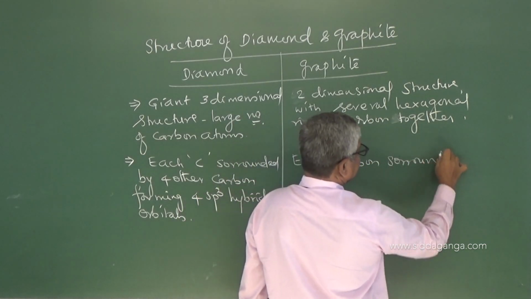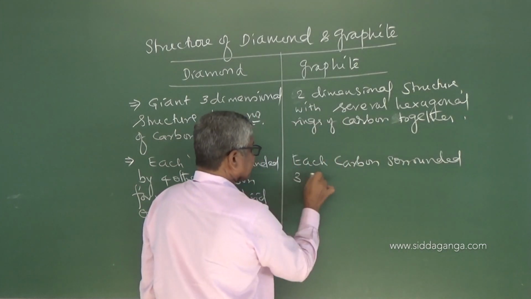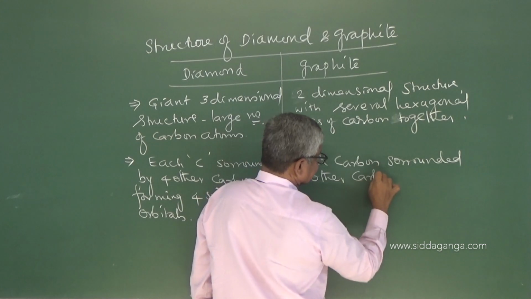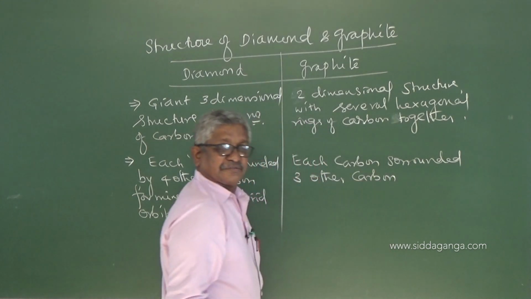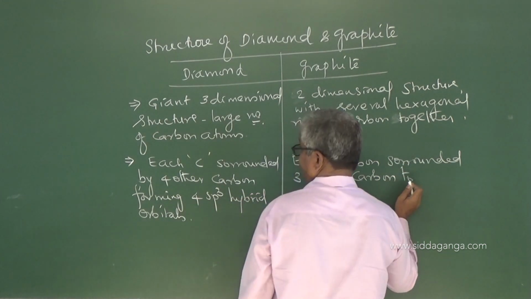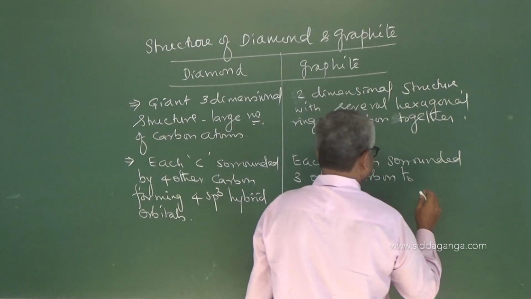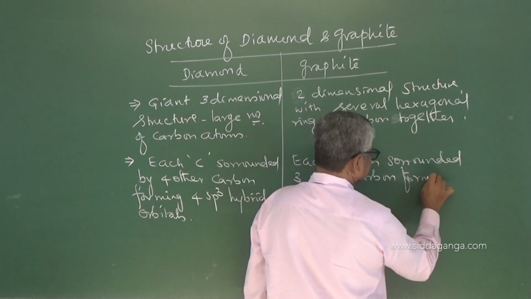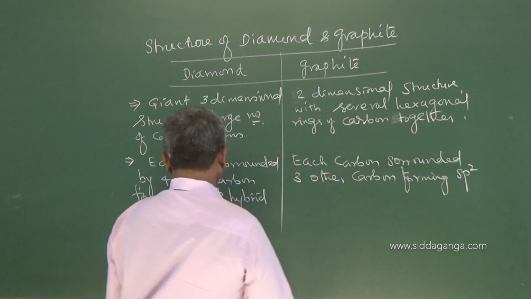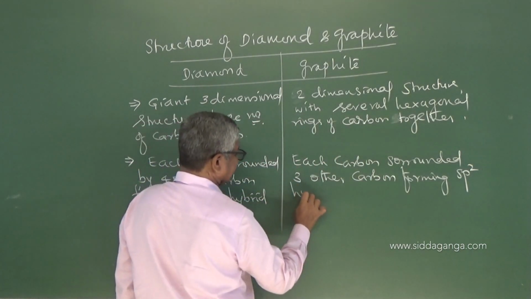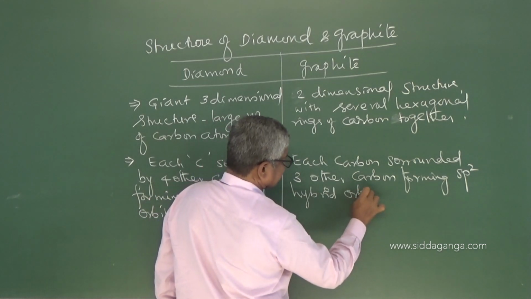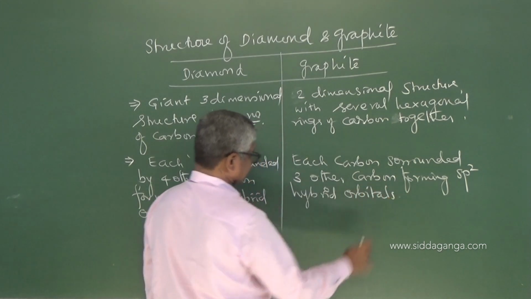Here in graphite, each carbon is surrounded by three other carbon atoms, forming sp2 hybrid orbitals.